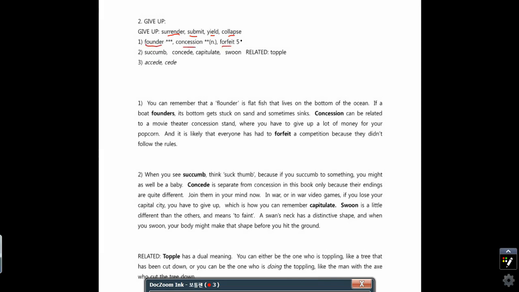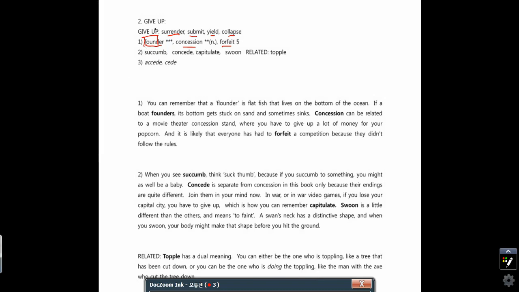Founder is related to boats, which is what happens when a boat runs aground on a beach or a sandbar. So the bottom or the foundation is stuck on something. So that's what founder means. If you founder, you have to give up because you are stuck.